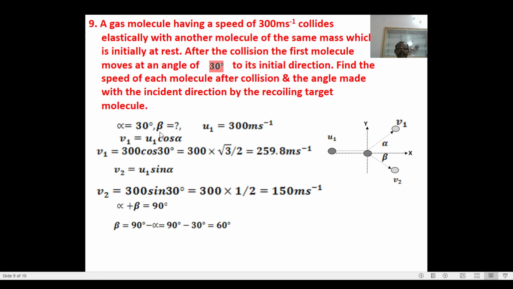Now alpha is 30 degree, beta is to be calculated, u1 is 300 meter per second. v1 is equal to u1 cos alpha, v1 is equal to 300 cos 30 degree is equal to 300 into root 3 by 2, which is equal to 259.8 meter per second. Now v2 is equal to u1 sin alpha, which is 300 sin 30 degree is half, which is equal to 150 meter per second. Now you know that alpha plus beta is equal to 90 degree. Therefore, beta is equal to 90 degree minus alpha is equal to 90 degree minus 30 degree is equal to 60 degree.